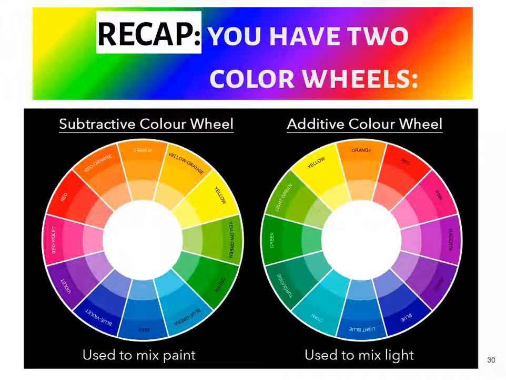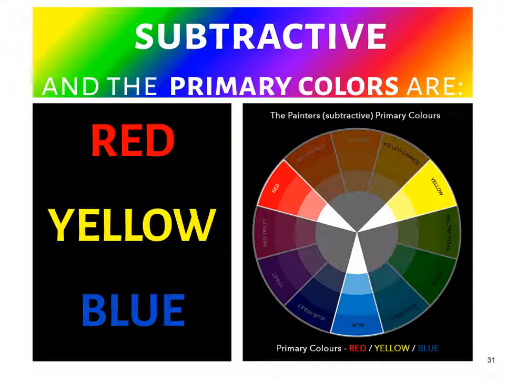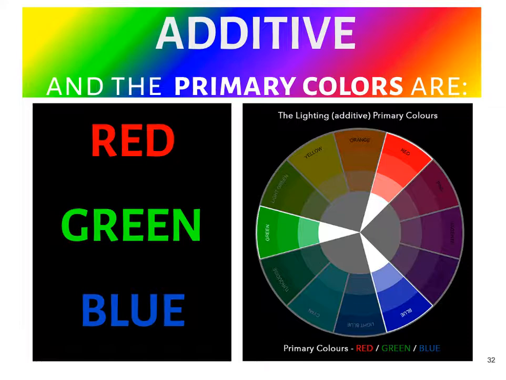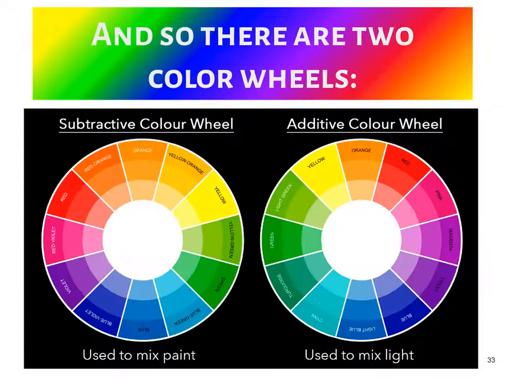So remember that your subtractive color wheel is used to mix paint, and that the primary colors are red, yellow, and blue. Whereas your additive color wheel is when you mix light. And since you're mixing light, you only have green, red, and blue. All right, so subtractive primary colors are red, yellow, and blue. Additive are red, green, and blue. And one more time, you only have those 2 color wheels, subtractive color wheel and additive color wheel.